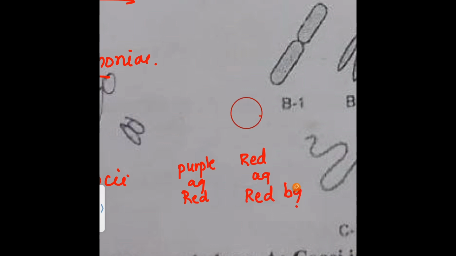Now, rods, talking about cocci. These cocci, if you have watched my video on staining, you will be familiar with what is gram stain positive and what is gram stain negative. Gram stain positive are the organisms which are purple against red background, and negative are the organisms which are red against red background. You know this so far, right? So purple against red background are gram positive, and red against red background are gram negative.